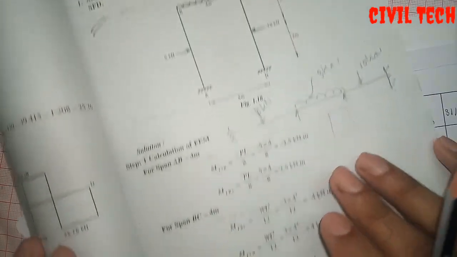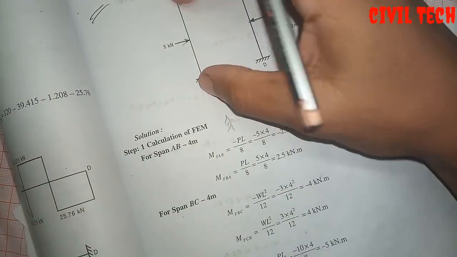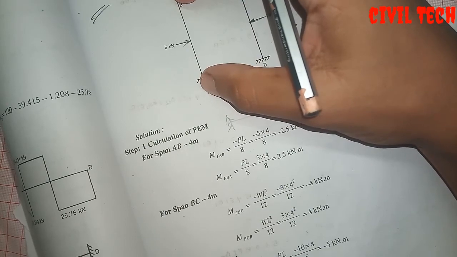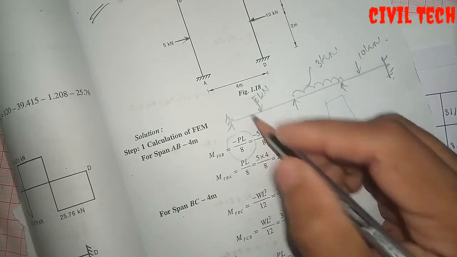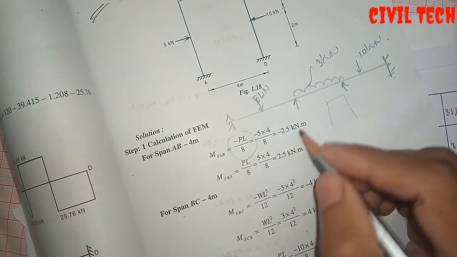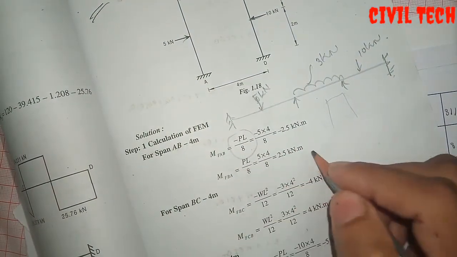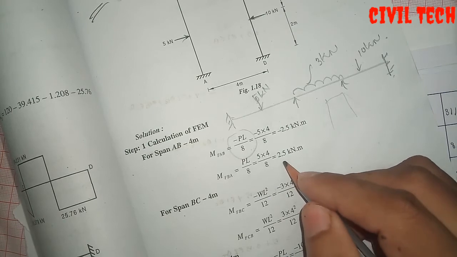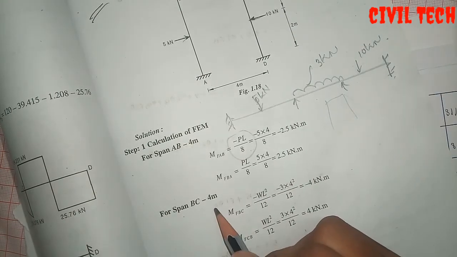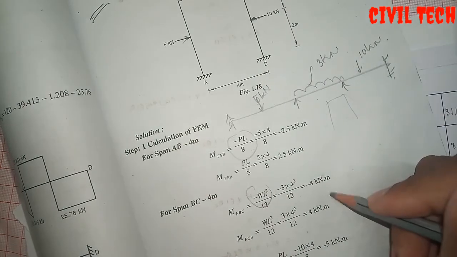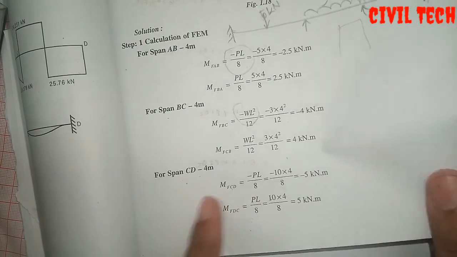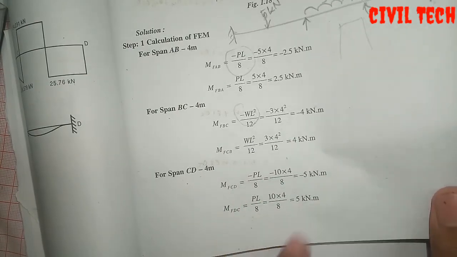So for this portion, a point load is there, so we apply the formula minus PL by 8, MF AB, MF BC. Similarly, plus minus, the formulas are the same for BC. WL squared by 12 because of UDL corresponds to CD, and PL for the point load. Getting this answer.